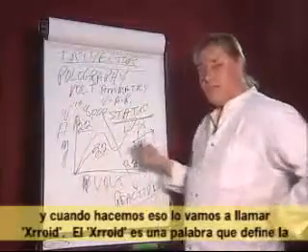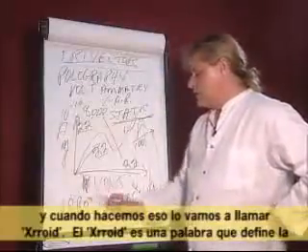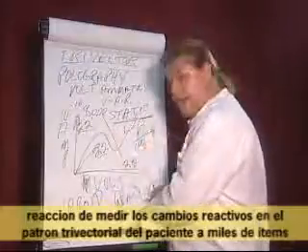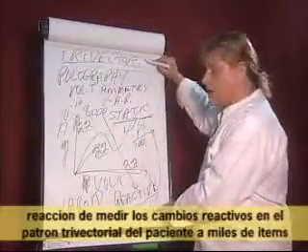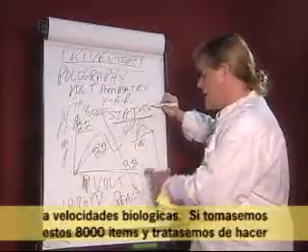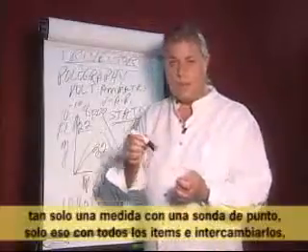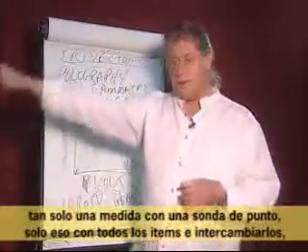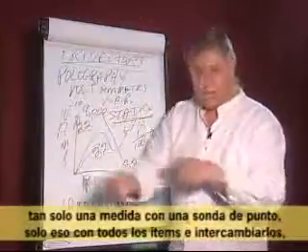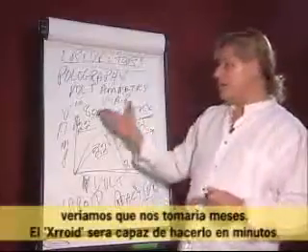And when we do that, lo and behold, we're going to call that the zeroid. The zeroid is a word that defines the reaction of measuring the reactive changes in the patient's trivector energy pattern to thousands of items at biological speeds. If we were to take these 8,000 items and try to do even one measurement with a muscle or with a probe, and try to do that with all of those and exchange them in, we would see that it would take months. The zeroid is going to be able to do it in minutes.